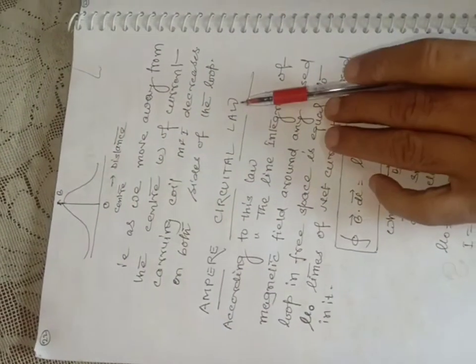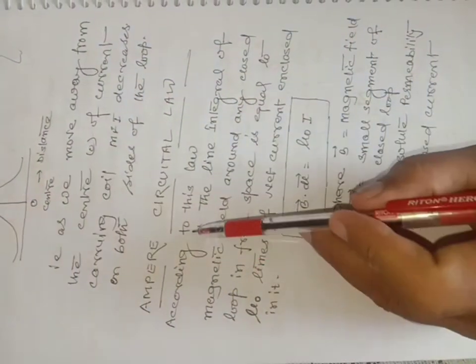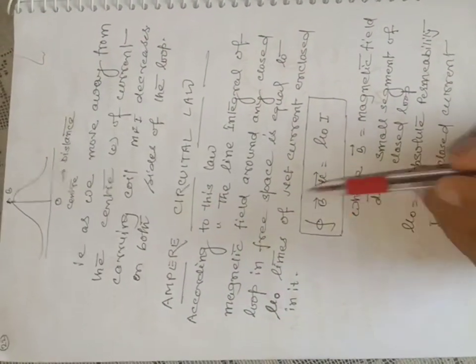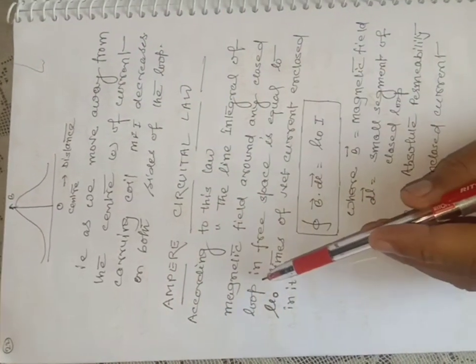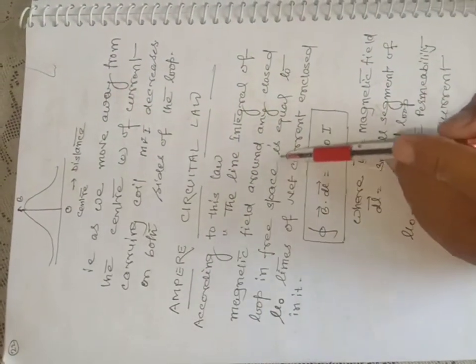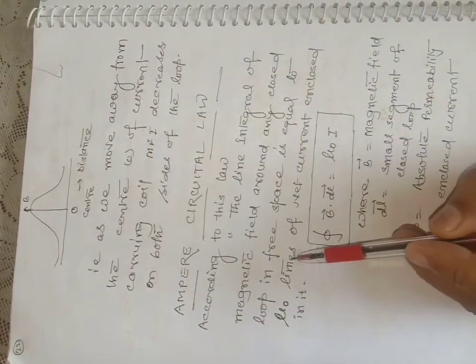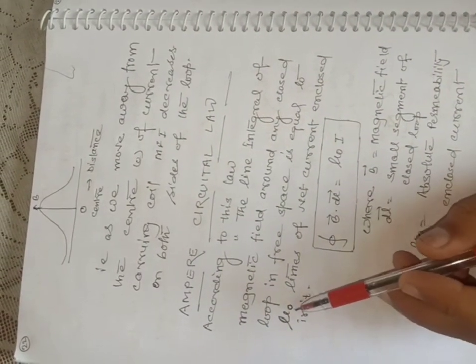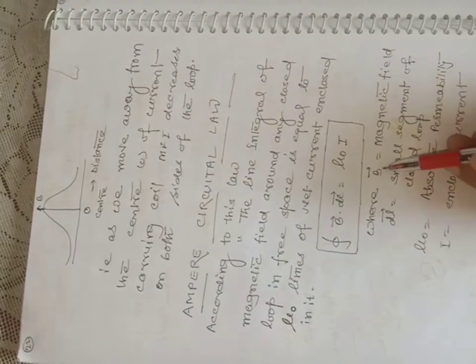Class 12th, from the Magnetic Effect of Current chapter, one very important topic: Ampere's circuital law. According to this law, the line integral of the magnetic field around any closed loop in free space is equal to mu 0 times the net current enclosed in it. As you know, mu 0 is the absolute magnetic permeability, B is the magnetic field, dl is the small segment of the closed loop, and I is the enclosed current inside that loop.